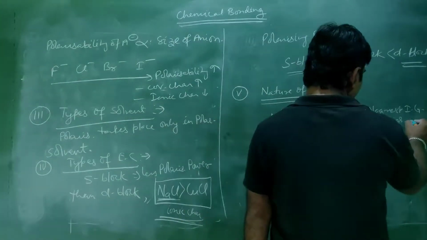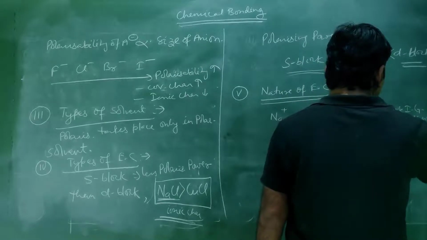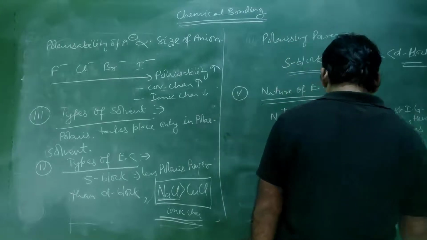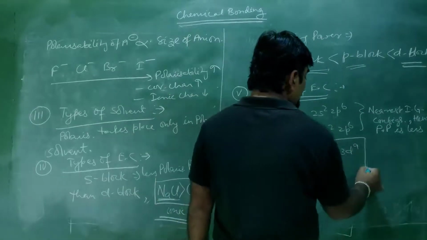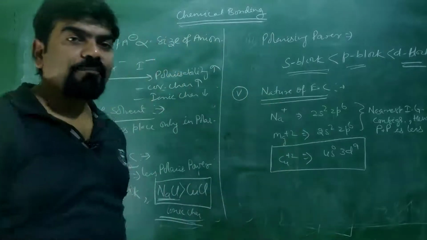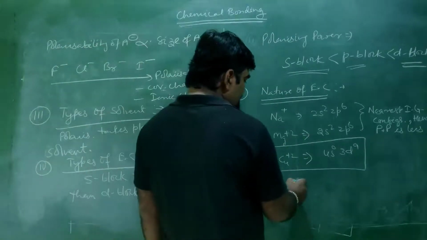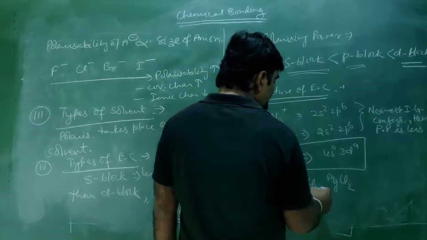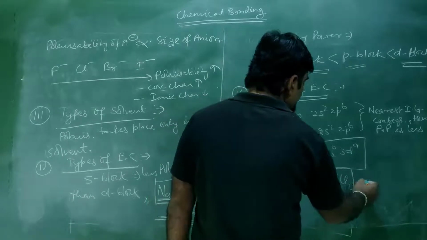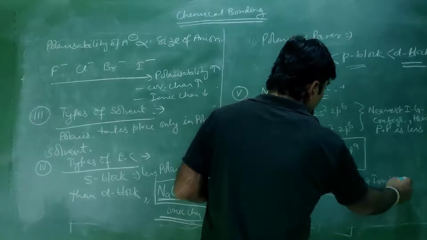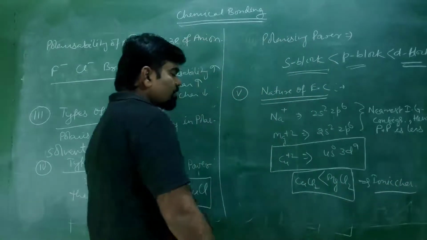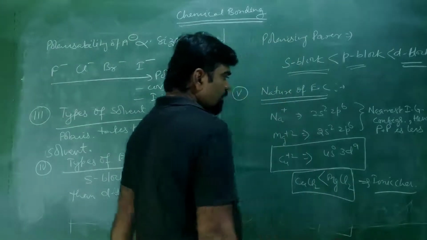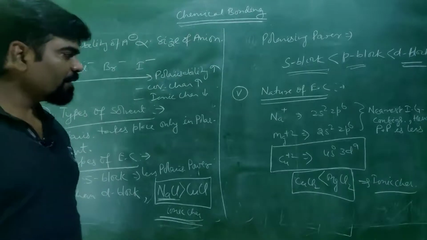Their polarizing power is less. But Cu2+ does not acquire the configuration of an inert gas, so its polarizing power is more. Therefore, we can say if there is CuCl2 and MgCl2, MgCl2 is more ionic than CuCl2. This is the ionic character variation. MgCl2 is more ionic than CuCl2, or CuCl2 is more covalent than MgCl2.